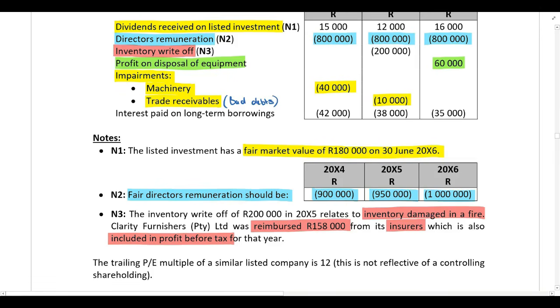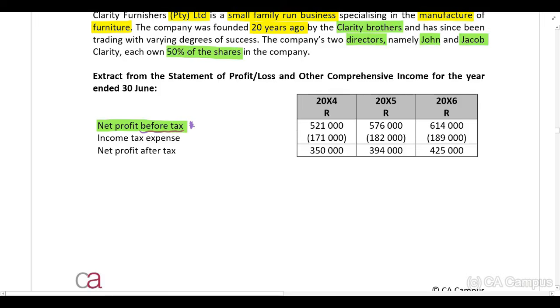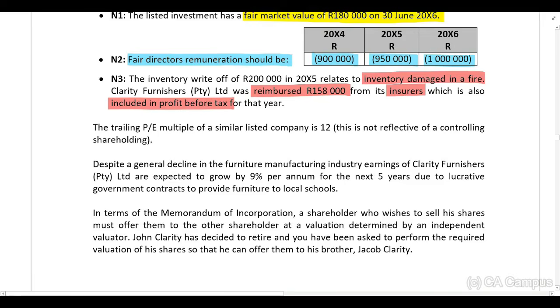And lastly, we have interest paid on long-term borrowings in each of those years. So all of that has been included in the profit before tax figure that we were given above. We are then told that a trailing PE multiple of a similar listed company is 12. So please remember, a trailing multiple just means it's a historic multiple.